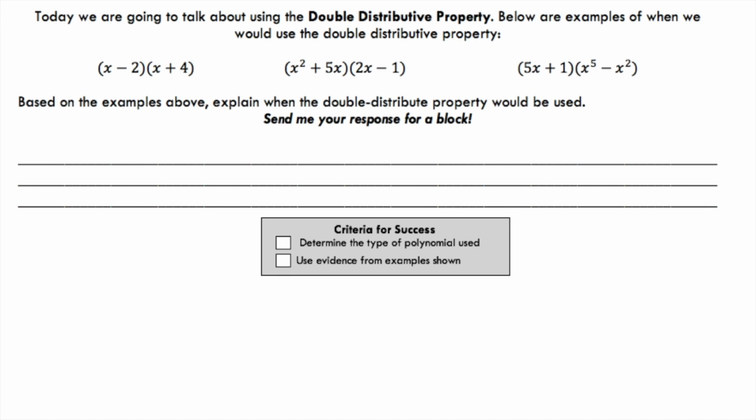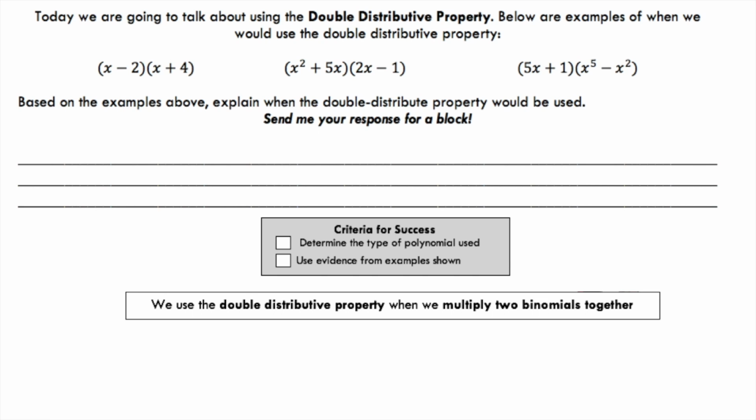So based on these 3 examples, when do you think we're going to use the double distributive property? The criteria for success is really, really helpful here. So determine the type of polynomial that's used in each of those examples, and then use the examples as evidence. If you answer this question fully, you can go ahead and send me that picture for a block. So pausing this until you have an answer written down, and then we'll explain what it is.